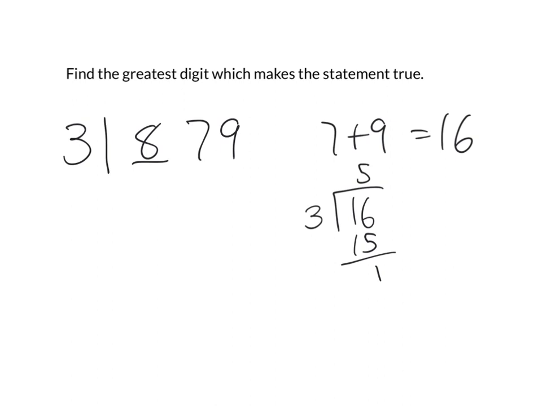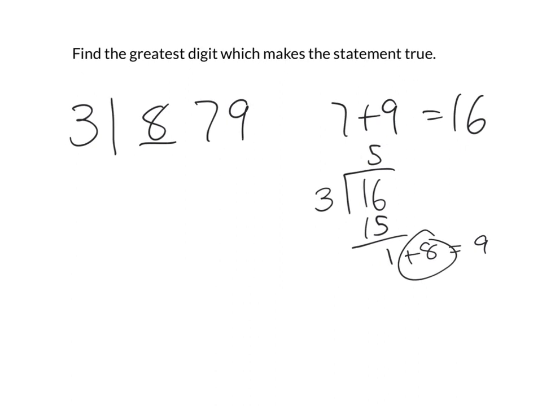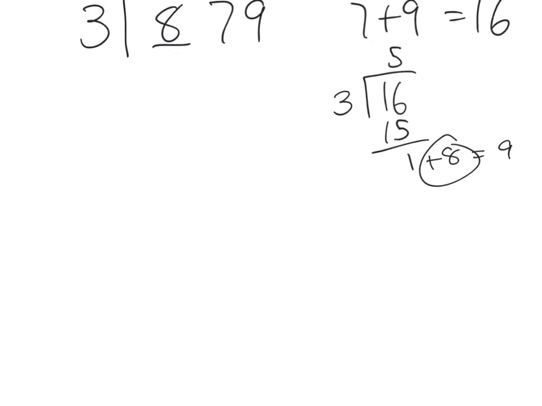So start with 9. So 9 plus 1, that would be 10. Is that divisible by 3? No. Let's try 8. 8 plus 1 is 9. That does work. So plus 8 equals 9. So this is the number we're looking for. Okay, let's do another one.